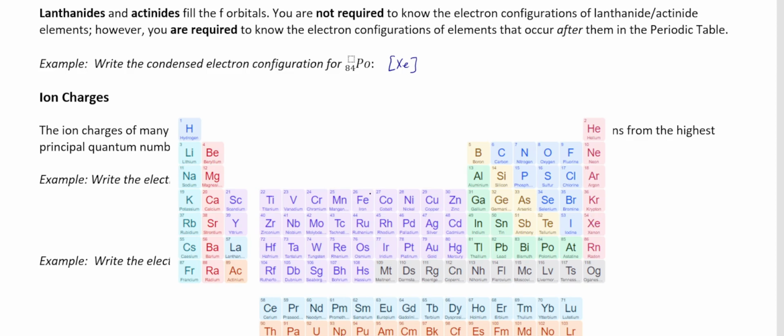Then I'm going to have to fill this right here. So this is 1, 2, 3, 4, 5, 6. So this is 6s2. Then I'm going to have to jump and fill up all the lanthanides right here, 4f14. Then I fill up the d block elements, 5d10. And then to get to polonium, I go 1, 2, 3, 4, 6p4.